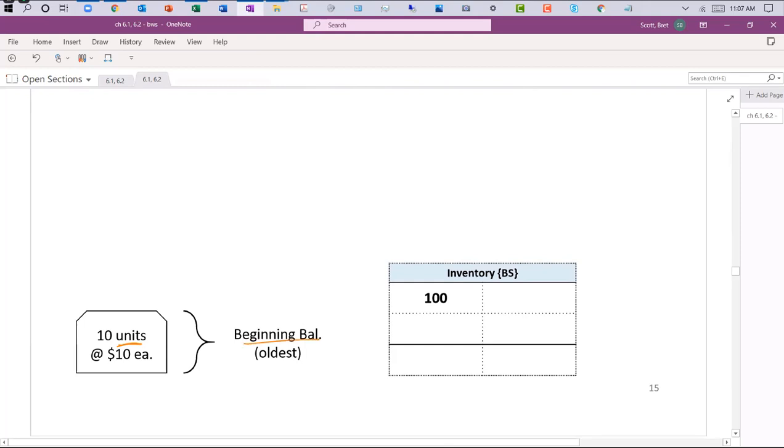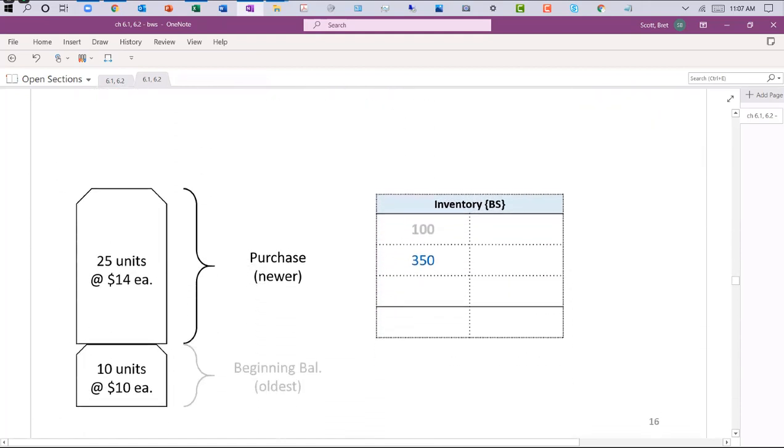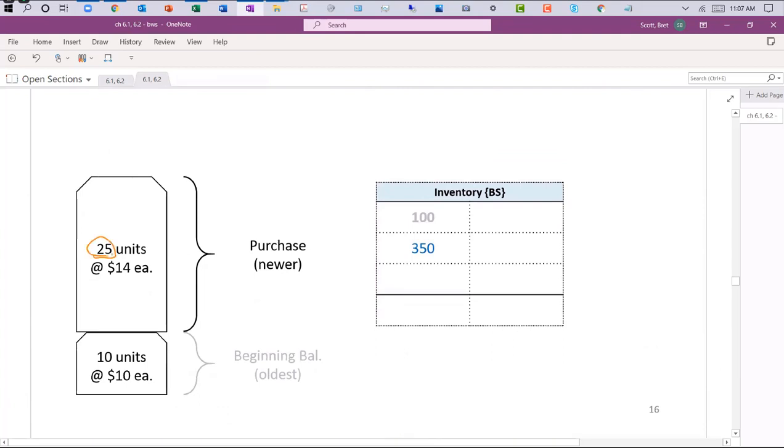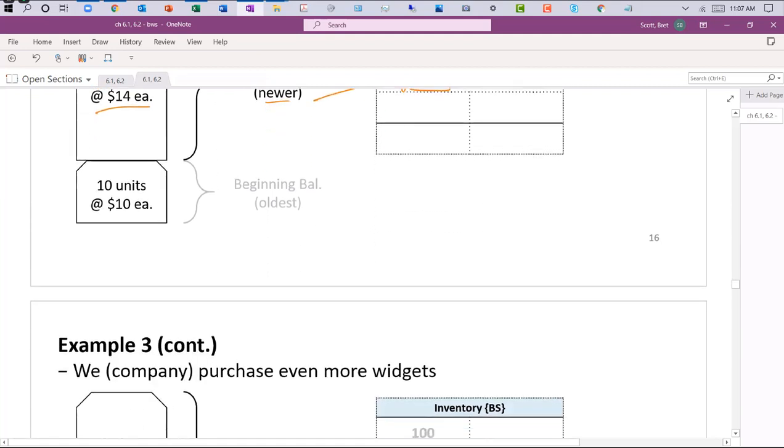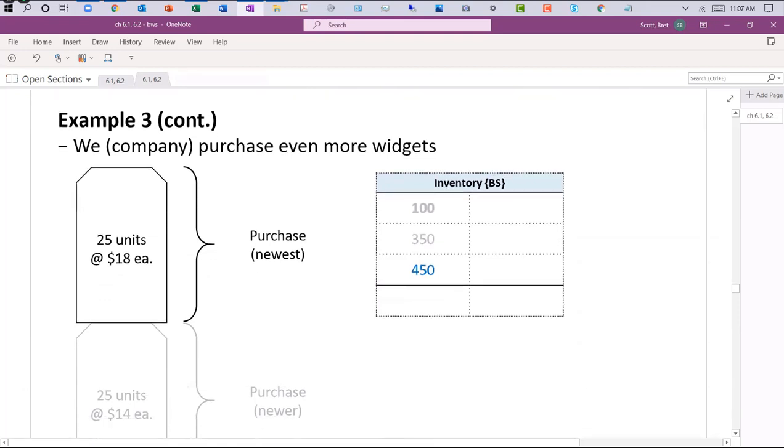So assume that we have a beginning balance of 10 units, and those units have a cost basis each, a cost per unit of $10 each. So that beginning balance is $100 in this case. Now, go to the next stage here. Assume that we purchased 25 more units, and at the time we bought those, it cost us $14 each. Those are our purchases. Those are the newer widgets. So that's going to be debited to the inventory account, 350,000. And in this case, we're going to assume that there was no returns and allowances.